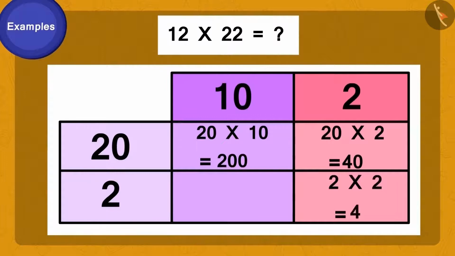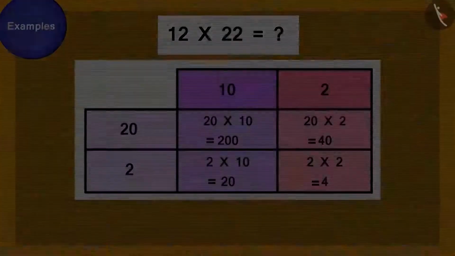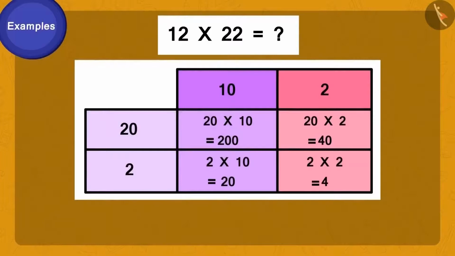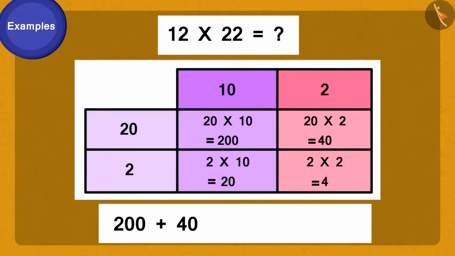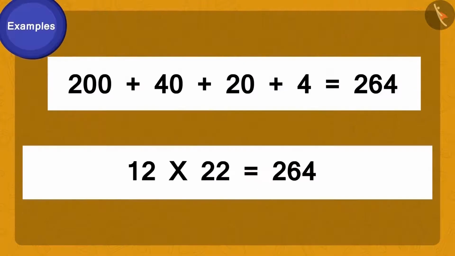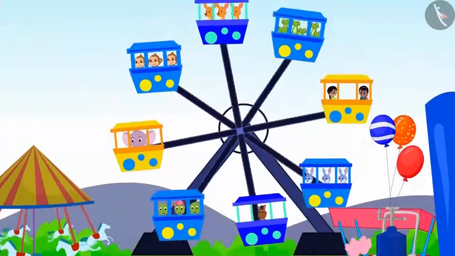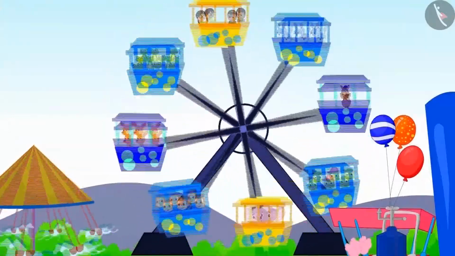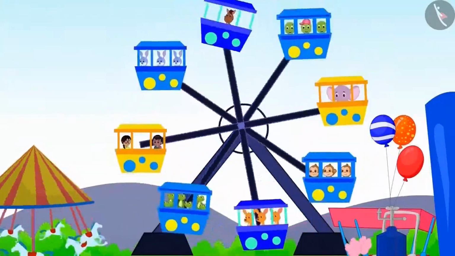Finally, multiply 2 of 22 by 10 of 12. What would we get? 20. Now it's very easy. Adding 200, 40, 20 and 4 is our answer, 264. Following this method, we got 12 times 22 is 264. Got it? A total of 264 people can sit in the Ferris wheel in a day.